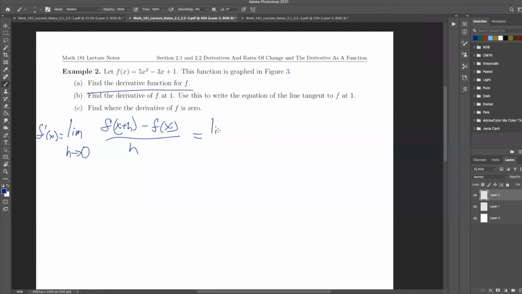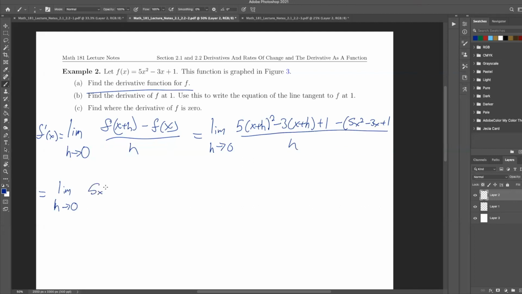So let's plug that in. We already have the limit as h goes to 0. Here we're going to have 5 times the quantity x plus h squared minus 3 times the quantity x plus h plus 1, minus the quantity 5x squared minus 3x plus 1, all divided by h. Go ahead and take the limit as h goes to 0, and go ahead and expand this out.